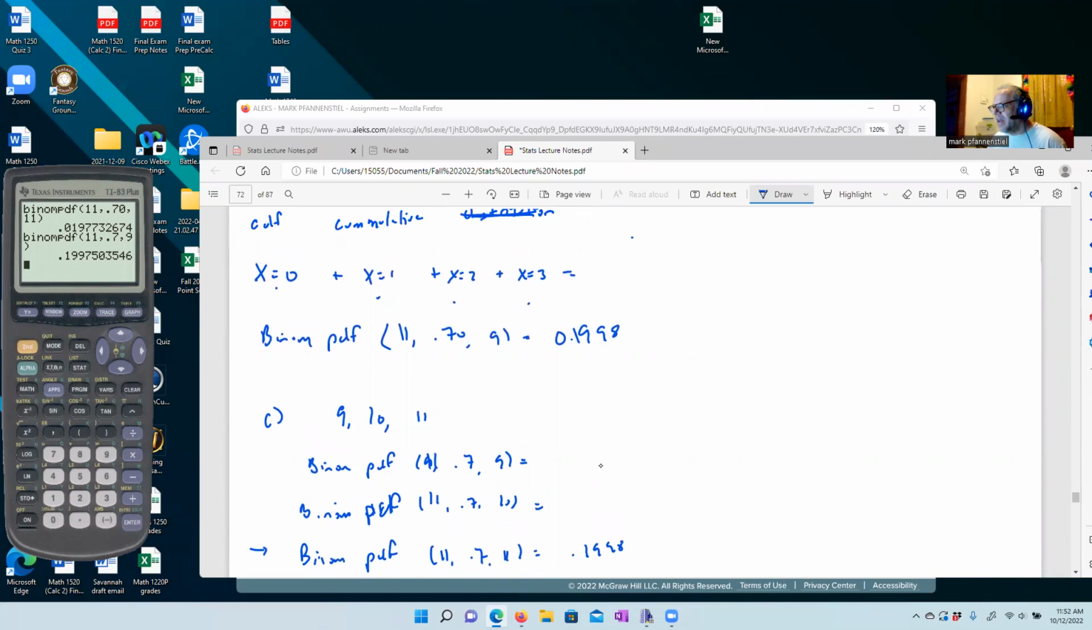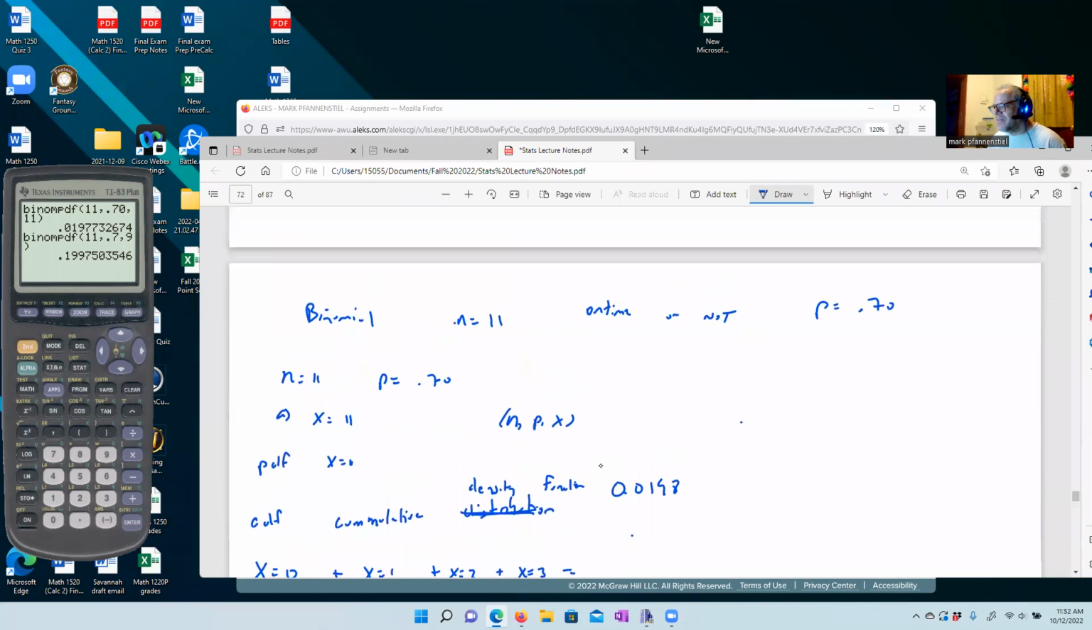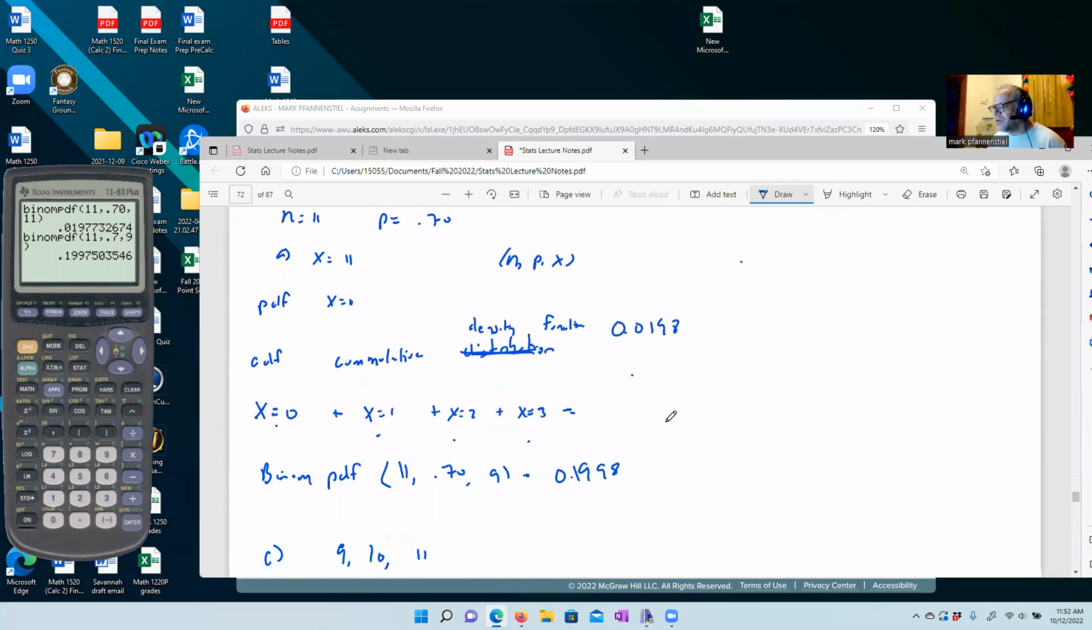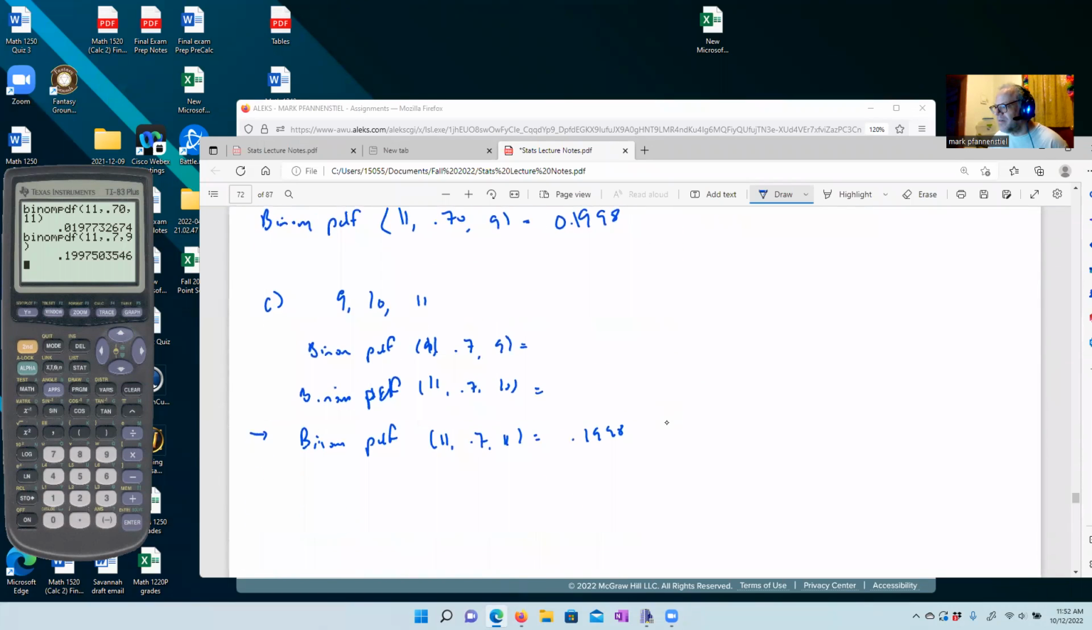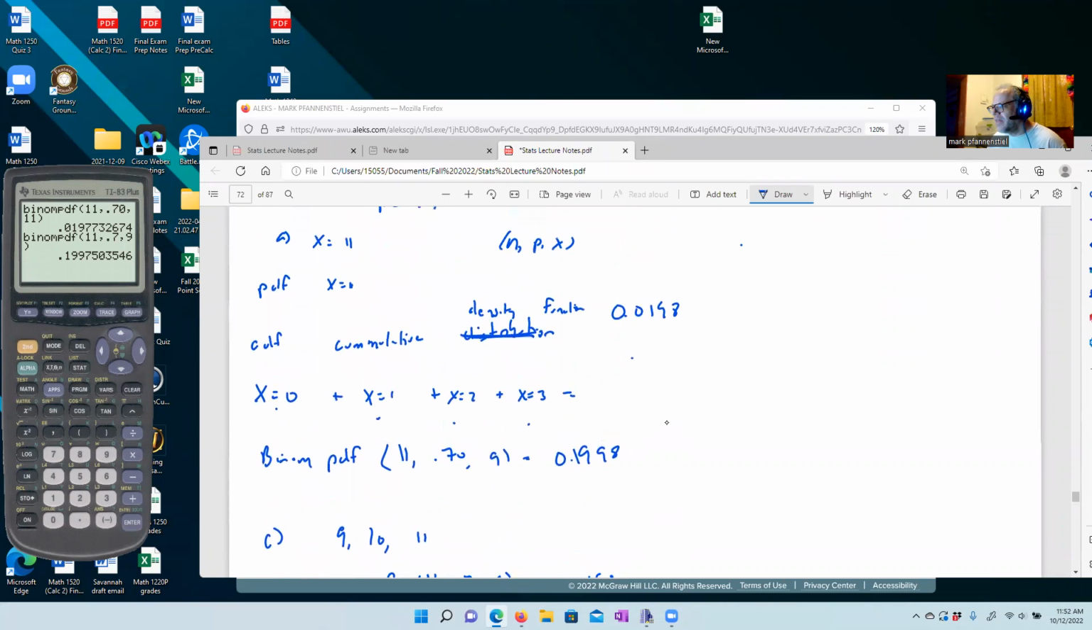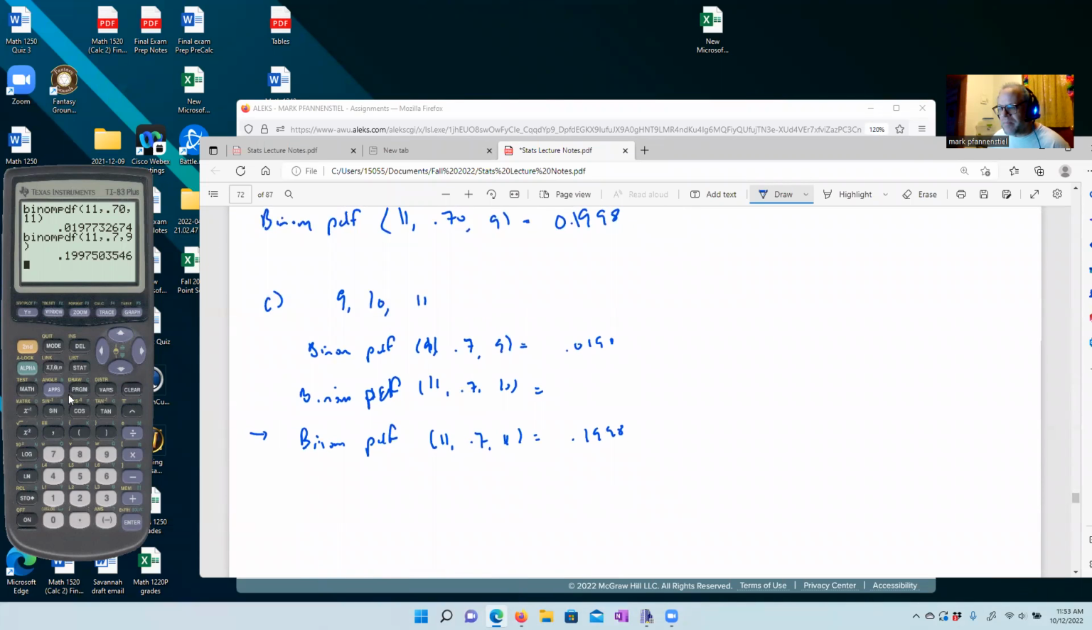So you could type in 0.1998 here. That was for 9. And 0.0198 for 11, back up here, goes to 4 decimal places. So all we're going to have to do is calculate the binomial. We're going to go second function, distributions, binomial PDF, because in this case we want 10. That's the one that's missing.